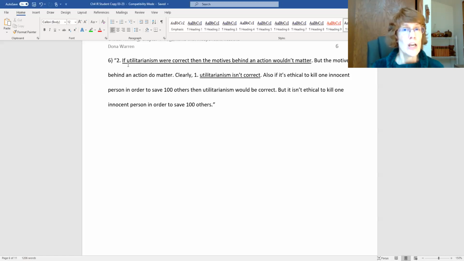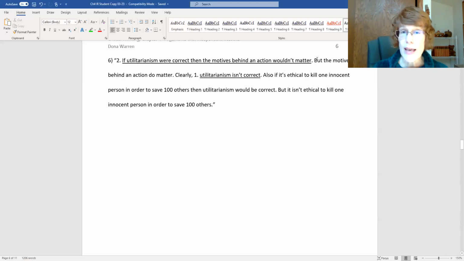So a common criticism of utilitarianism is, no, when we try to evaluate whether an action is ethical or not, we also look at what the person had in mind or what they were trying to do, what their motives were, not just what they in fact ended up doing, because sometimes we can have the best intentions and really try hard and things don't work out, right? So that's one claim. If utilitarianism were correct, then the motives behind an action wouldn't matter.